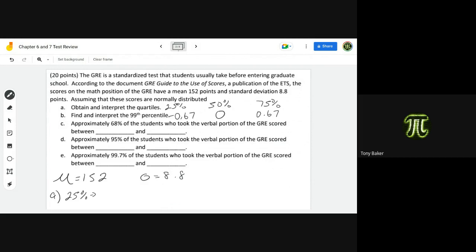The 8.8 times 0.67. So you get 5.896, and we're going to subtract that from the 152, and we get 146.1. The 50% is just 152. And then the 75% we're going to add, and we get 157.9.